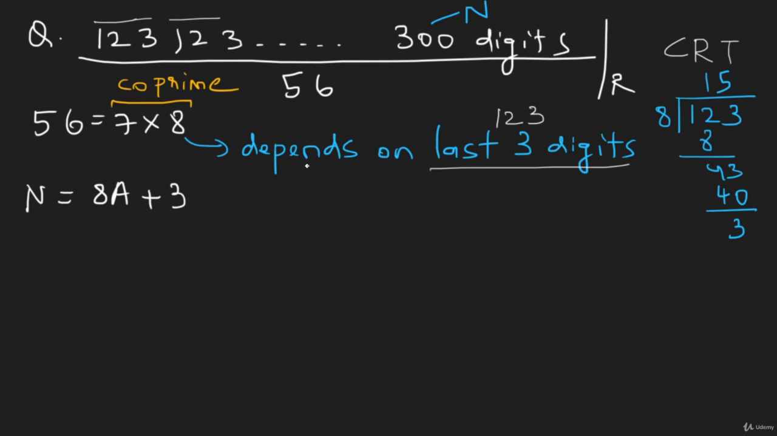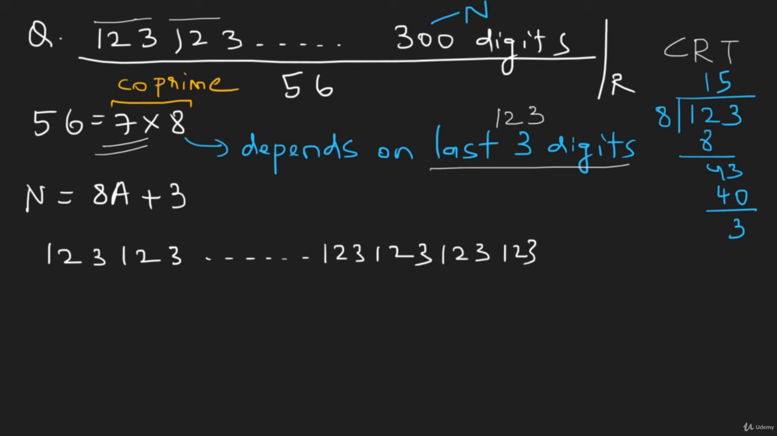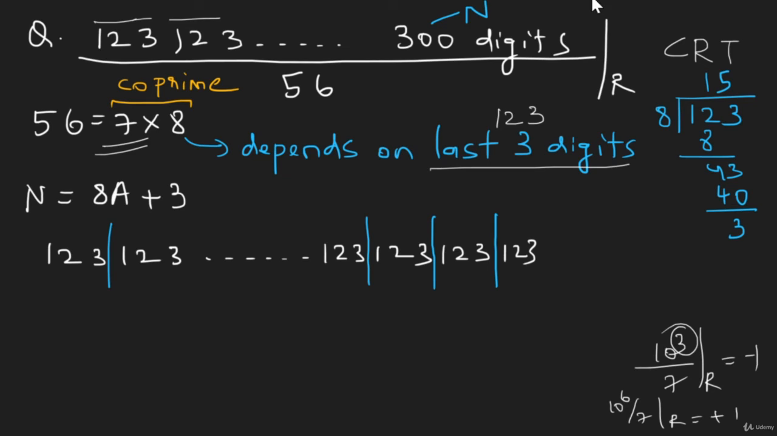Alright, now let's try what remainder we will get if we divide n with 7. Now let me write the number over here. Now we know that 10 to the power 3 divided by 7 gives a remainder of minus 1, and 10 to the power 6 divided by 7 gives a remainder of plus 1, right? Now because of this, over here we have 10 to the power 3. Therefore we divide this number into triplets, sets of 3 digits at a time, and over here we give a positive sign, over here we give a negative sign, and we do that throughout, right?